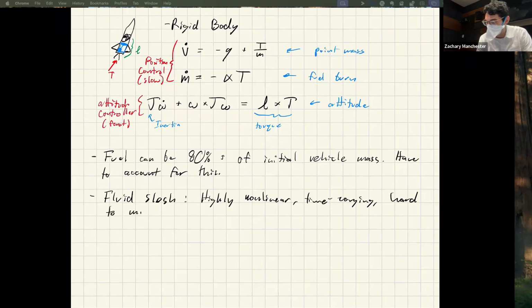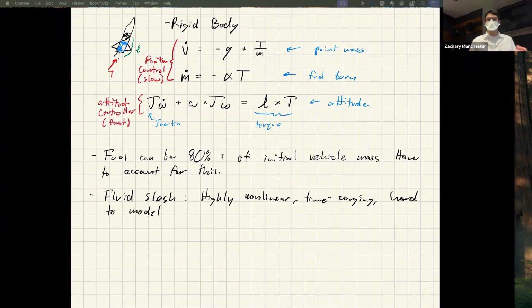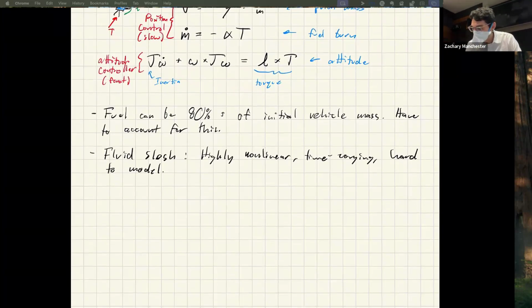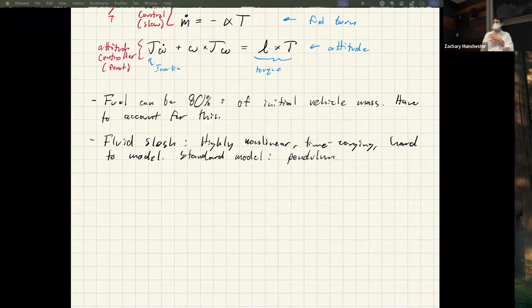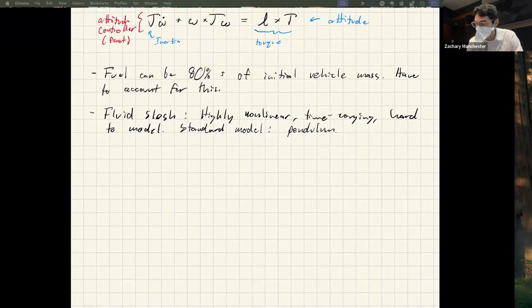So there are standard models, and people actually do experiments to try to calibrate models here and do gray box models. Again, the standard one is a pendulum inside the rocket. Obviously that's not very accurate, but for example you can model a pendulum inside the rocket and fit the length and the mass of the pendulum to data and try to go that route. That's a pretty standard move.